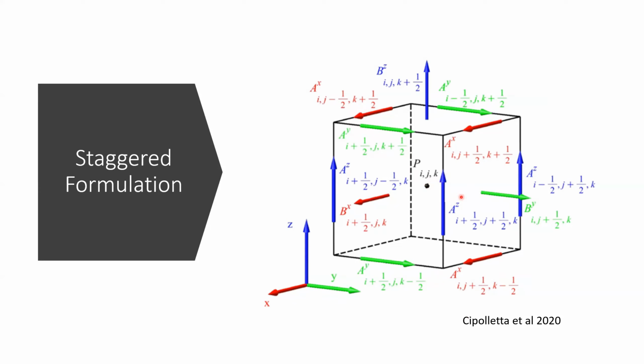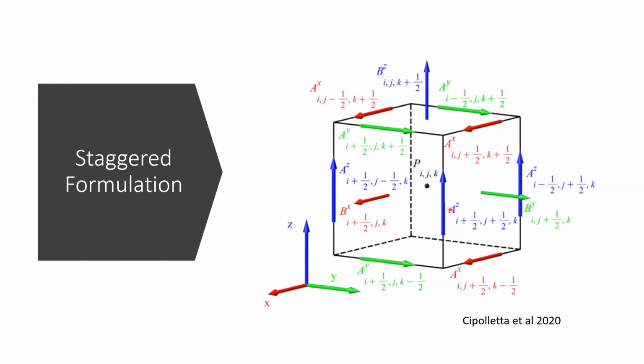The magnetic field that you actually evolve is the one that instead is stored on the face, as represented in this diagram. This is what the staggered formulation means. So the vector potential is not stored at the center of the cell, but on the edges.